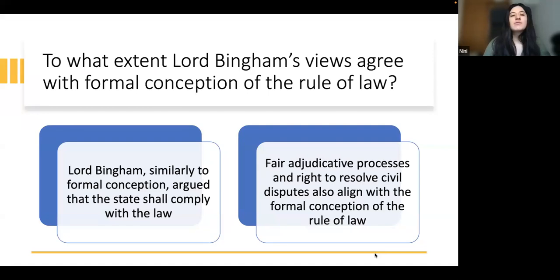To what extent does Lord Bingham's view agree with the formal conception of the rule of law? We have looked at eight main principles that Lord Bingham has highlighted for the rule of law. So all you need to do is compare the formal conception of the rule of law as advocated by Raz and Dicey with Lord Bingham's views and see differences and similarities. Lord Bingham, similarly to the formal conception, argued that the state shall comply with the law. The adjudicative processes, basically administrative processes, and the right to resolve civil disputes also align with the formal conception of the rule of law. So some of these principles do align with what the formal conception of the rule of law has argued.